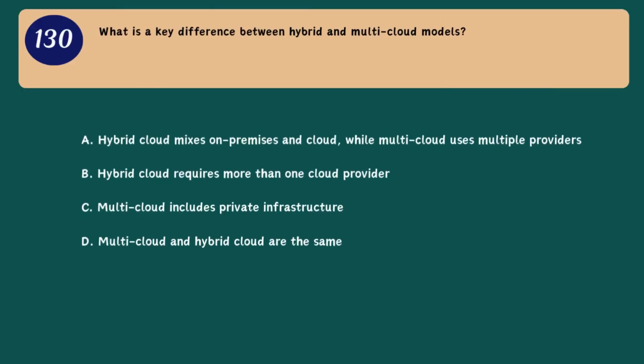Question 130. What is a key difference between hybrid and multi-cloud models? A. Hybrid cloud mixes on-premises and cloud, while multi-cloud uses multiple providers. B. Hybrid cloud requires more than one cloud provider. C. Multi-cloud includes private infrastructure. D. Multi-cloud and hybrid cloud are the same.